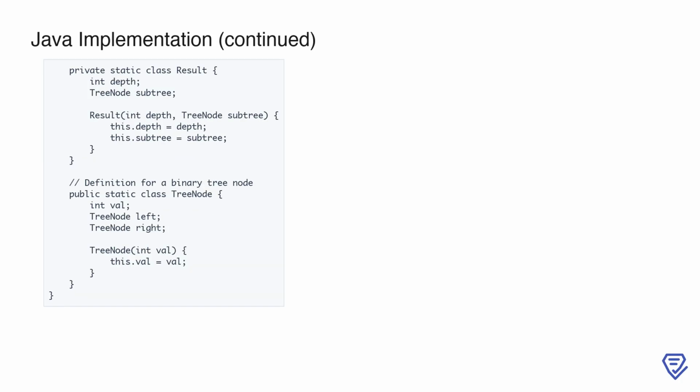Now, to support the functionality of the DFS method, we define a helper class named result. This class encapsulates two pieces of information, the depth of the subtree and the reference to the subtree itself. The constructor initializes these fields based on the provided values. Additionally, we include the definition for the TreeNode class, which represents the nodes in our binary tree. Each TreeNode instance contains an integer value, a left child, and a right child. With these helper classes in place, our implementation is structured to efficiently determine the smallest subtree containing all the deepest nodes by leveraging the depth-first search approach.